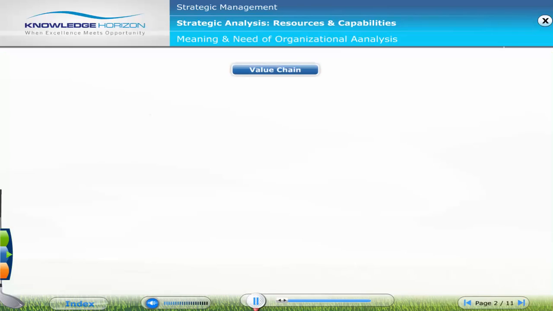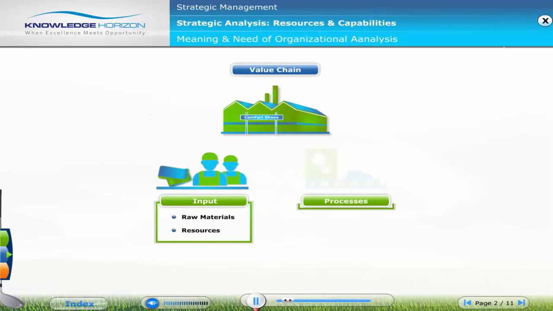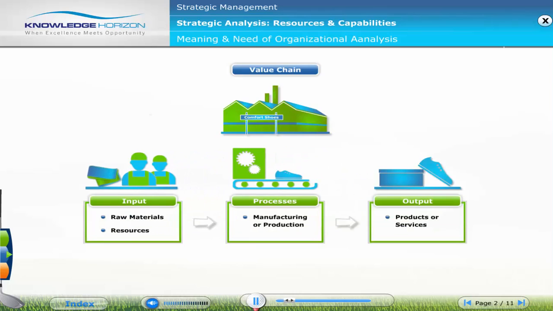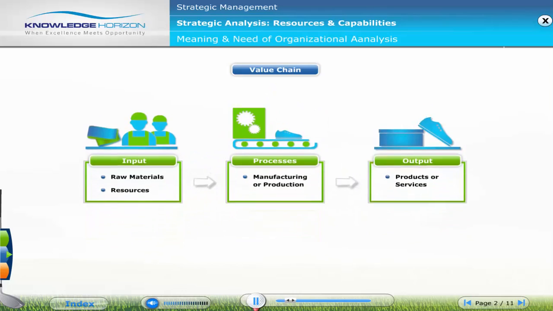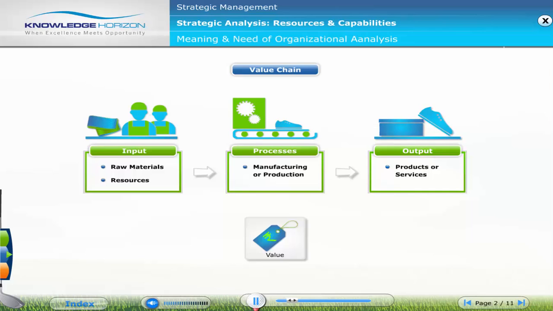The concept of value chain was proposed by Michael Porter. According to this concept, organizations perform various activities to produce certain products or services. The value of these products or services can be seen from two perspectives, one from a buyer perspective and the other from a firm perspective.